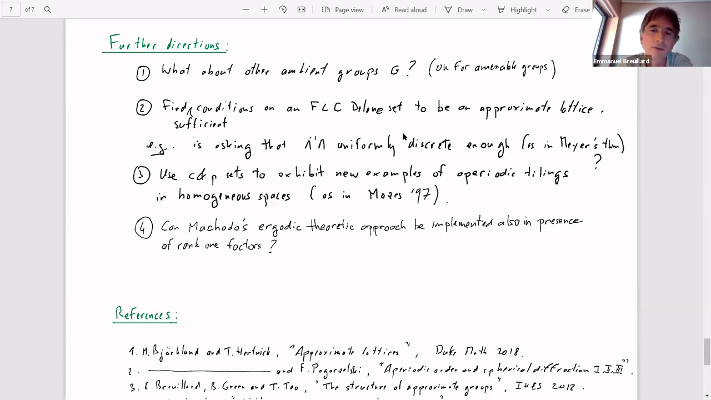You can show actually that these approximate lattices are always commensurable to, for example, if you're in SLnR, then they will be commensurable to the set of points in SLnR whose matrix entries are all Pisot-Vijayaraghavan numbers.